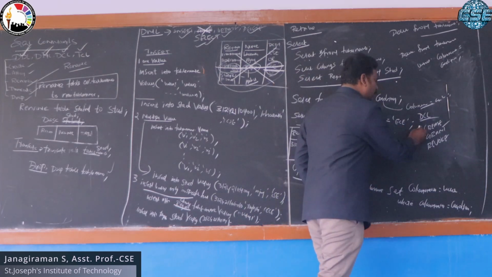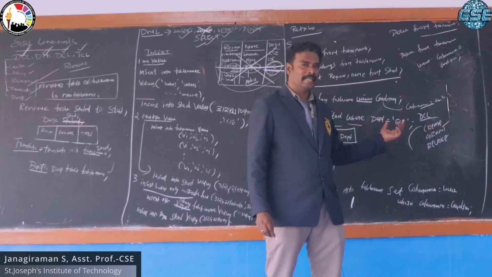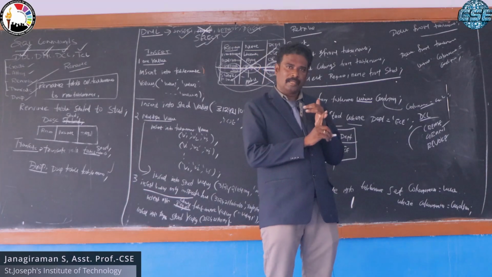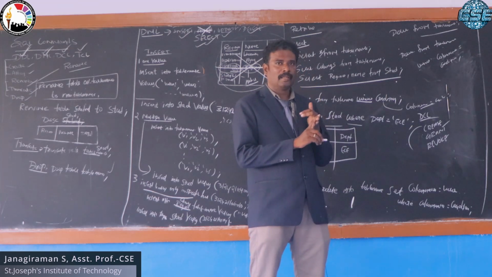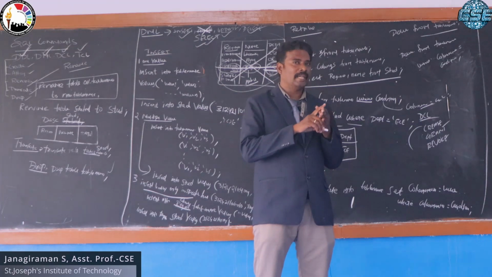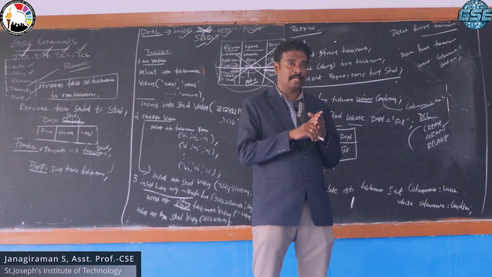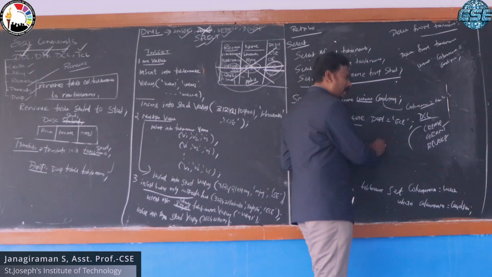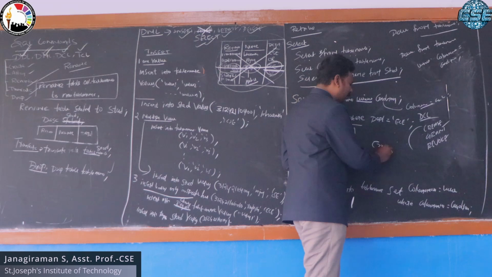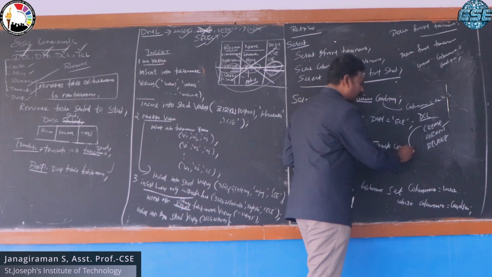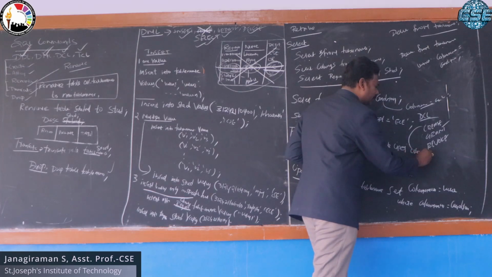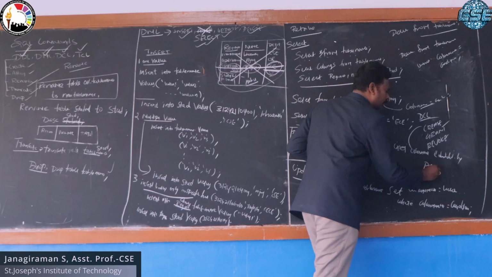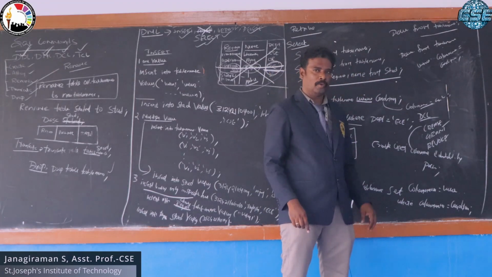So how to create a user area? We have a syntax for that: create user username identified by password. Here create is a keyword, user is a keyword, username is the name of the user, identified by is a keyword again, then password. See, I'll let you know again. Create user username identified by password.